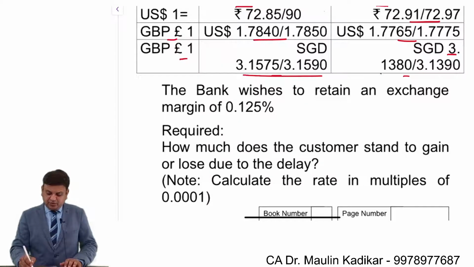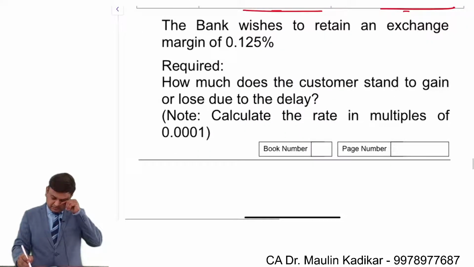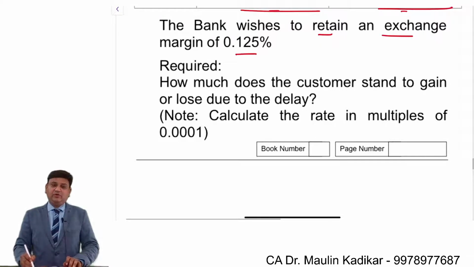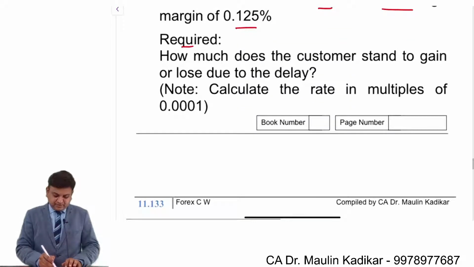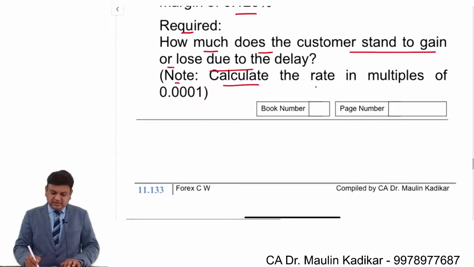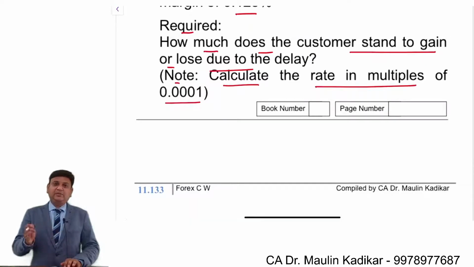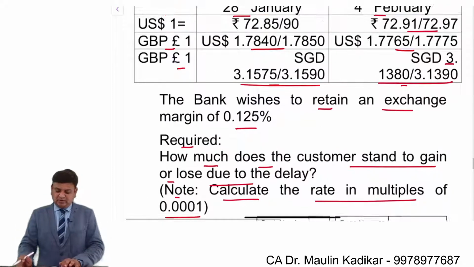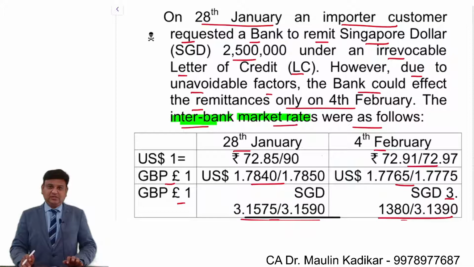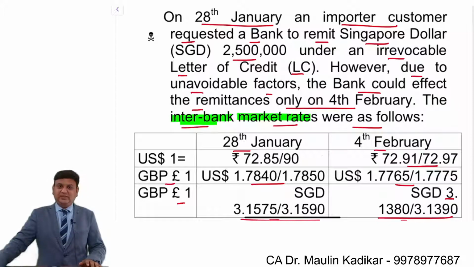And for the Singapore dollar, exchange rates have been given to us: 3.1575/3.1590, 3.1380/3.1390. The bank wishes to retain an exchange margin of 0.125%. Required, how much does the customer stand to gain or lose due to the delay? Note, calculate the rate in multiples of 0.0001. It means we are required to make the computation of the exchange rate up to 4 decimals. Please go through the question, then we will discuss how to answer.